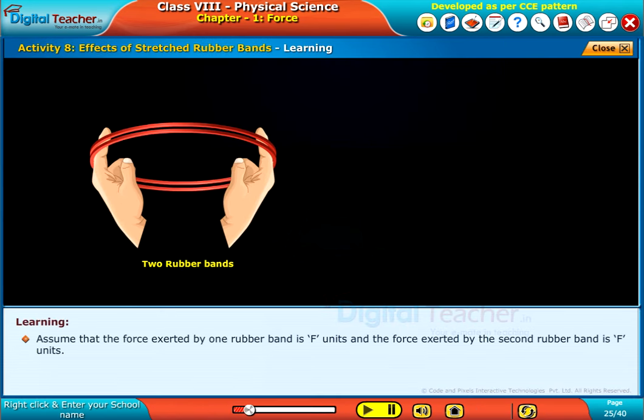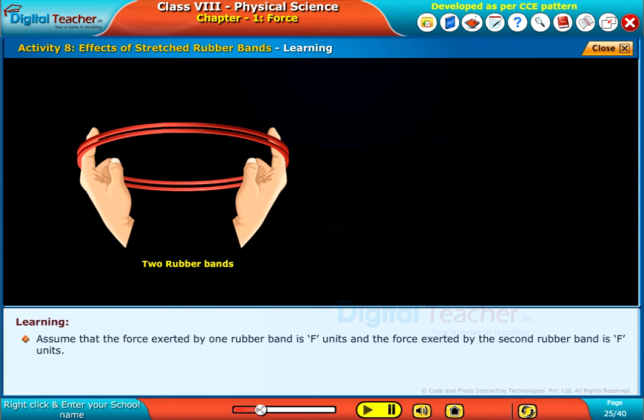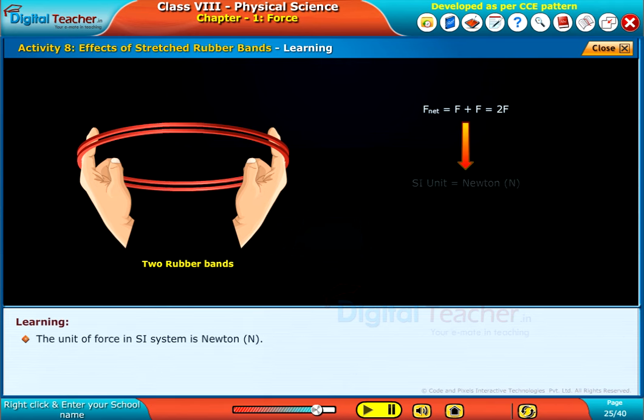Assume that the force exerted by one rubber band is F units and the force exerted by the second rubber band is F units. Then the net force of two rubber bands is shown on the screen. The unit of force in the SI system is Newton, N.